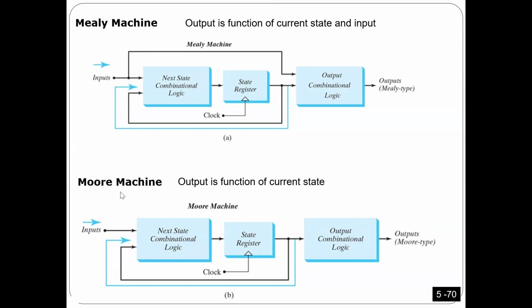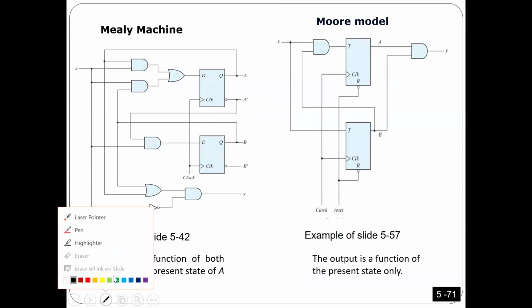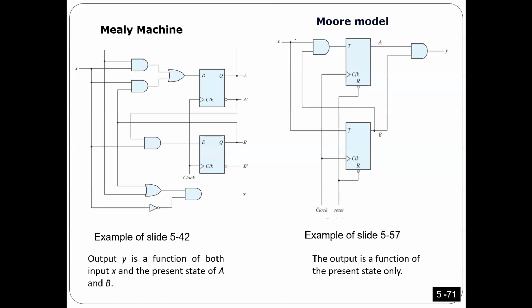For the second one, the Moore circuit, the output is taken only from the states, not from the input. For example, this circuit here is Moore. Why? Because the output is just taken from the states, not the input. The input is not connected directly to the combinational circuit for the output. That's why we call this a Moore circuit.